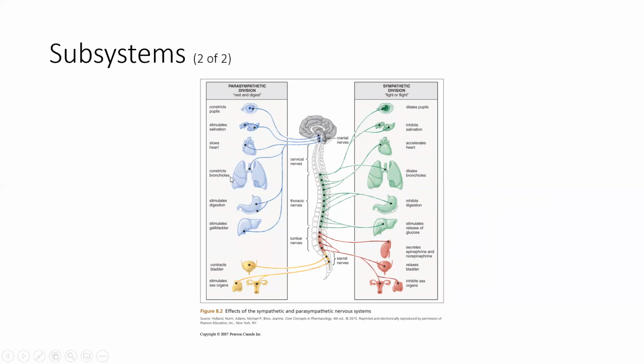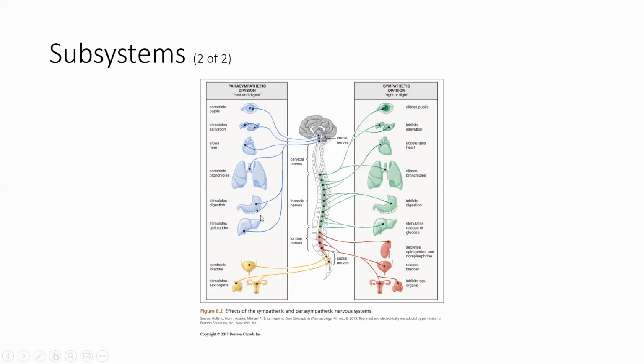Constrict bronchioles, that is the lungs. In rest or digest, our bronchioles are constricted. And in stress, our bronchioles dilate. We need to take a deep breath to control our anger, and that's why we say deep breathe. When somebody is in stress or anger or anxiety, we say deep breathe. It will constrict your bronchioles and you will go back into the rest and digest stage.